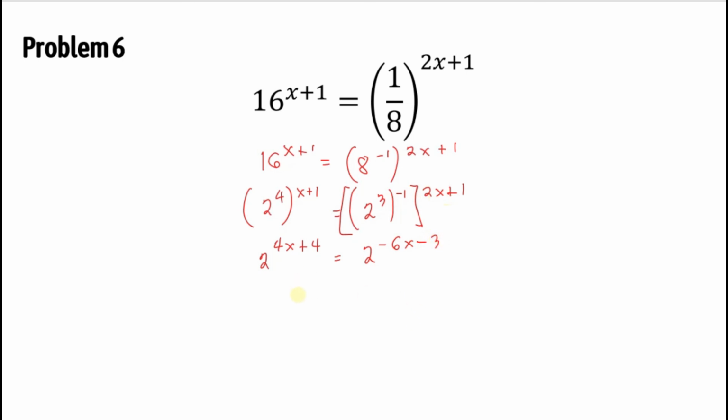Okay? We can now equate the exponents. We have 4x plus 4 equals negative 6x minus 3. Then we have 4x plus 6x equals negative 3 minus 4. Then we have 10x. Negative 3 minus 4 is negative 7. Therefore, x is equal to, dividing both sides by 10, negative 7 over 10. Okay? So this is the value of x.